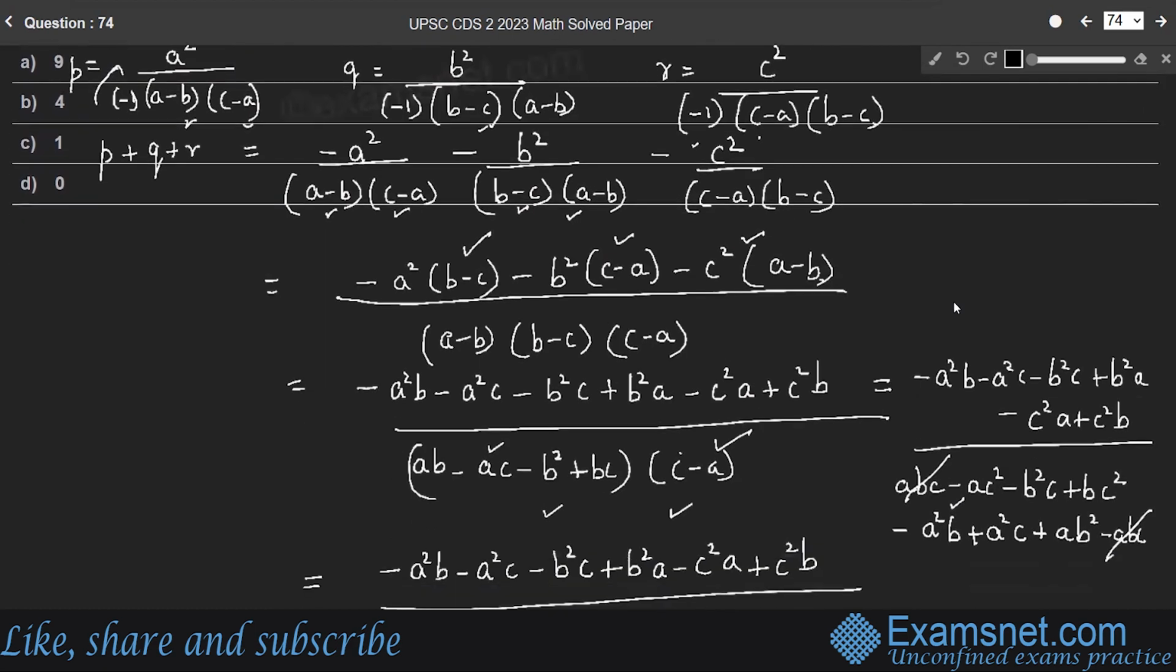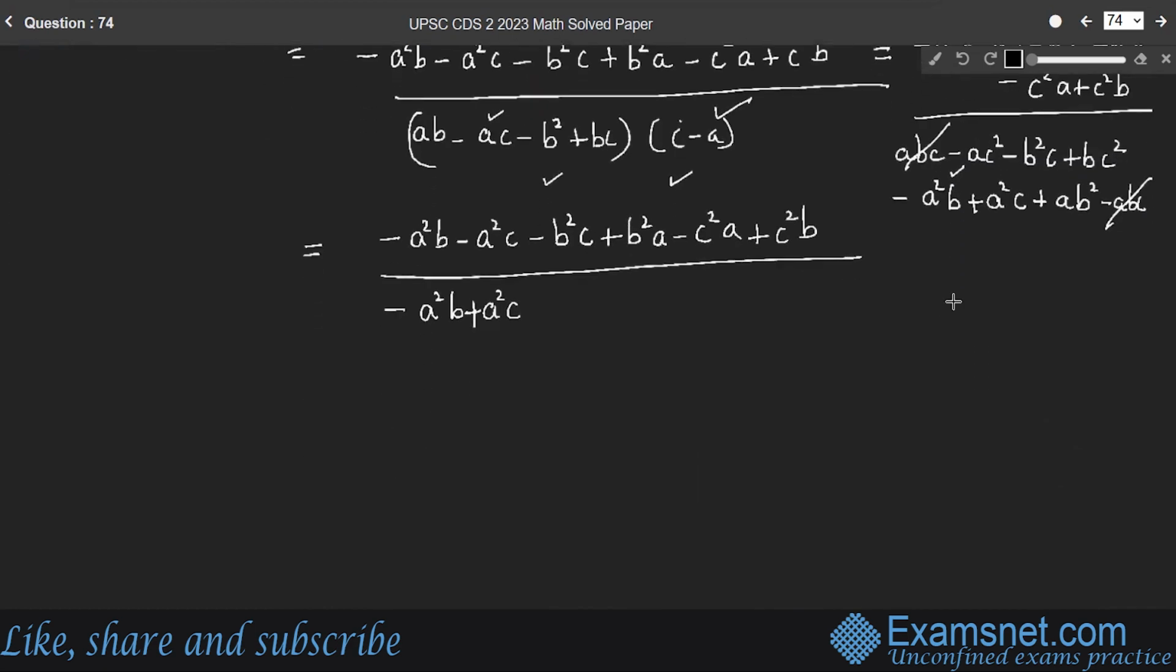Yes, which is correct. Now, the third term is b squared c. In the denominator we have minus b squared c. B square a, yes, plus b square a we have here, and minus c square a, yes, we have minus c square a. C square b we have, yes, plus c square b. There is a small correction here: a square c should be with negative sign.